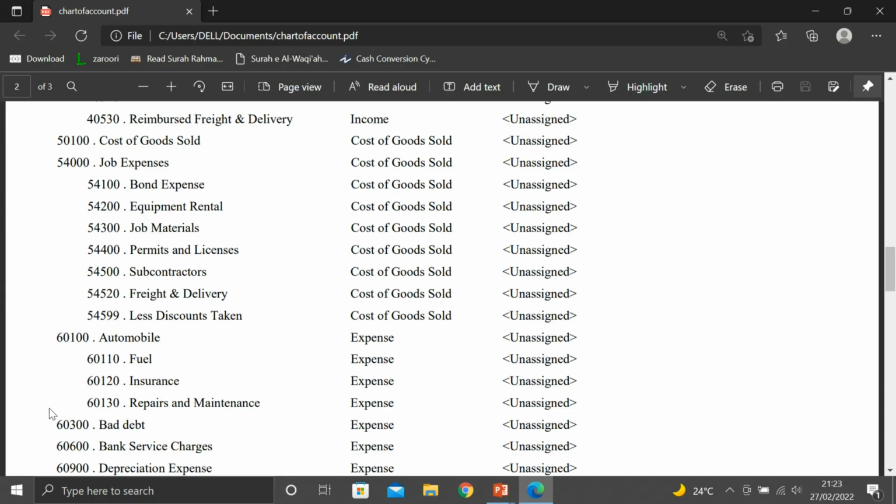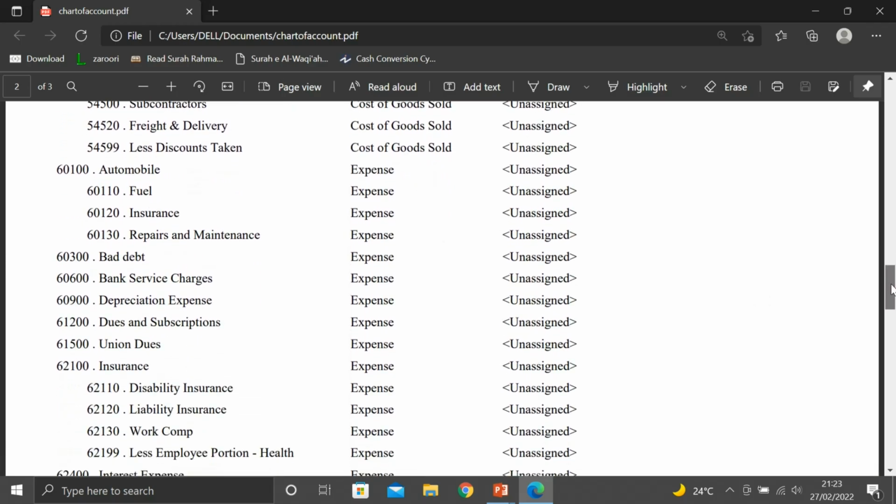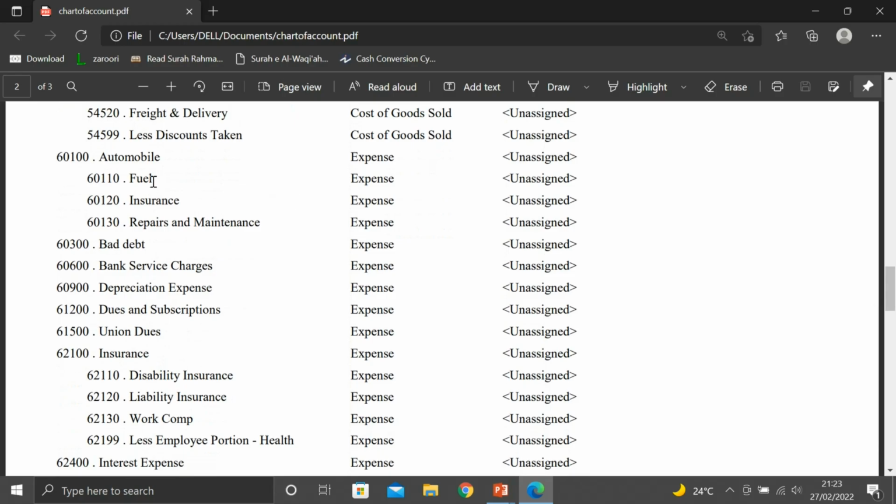Then we have with the 5 all the cost of goods sold codes. After that with 6 all the expenses codes are coming. Okay, indirect expenses which do not directly relate to the cost of the product. For automobile we have a control account, and the subsidiary accounts are for fuel, for insurance, for maintenance. Then we have bad debts, like this all.